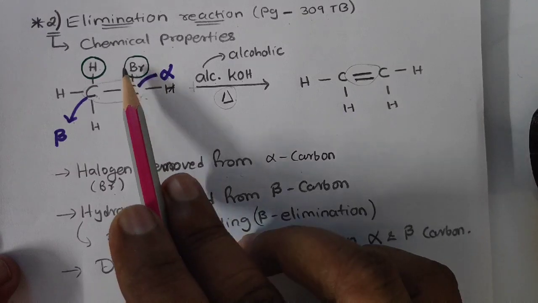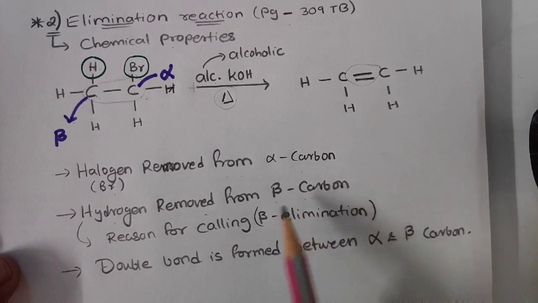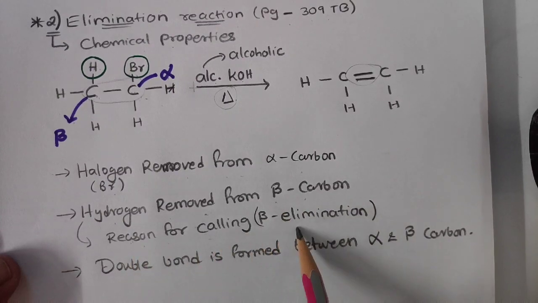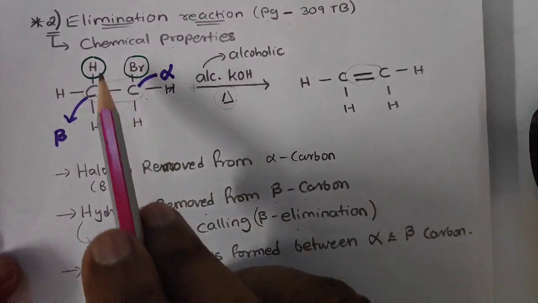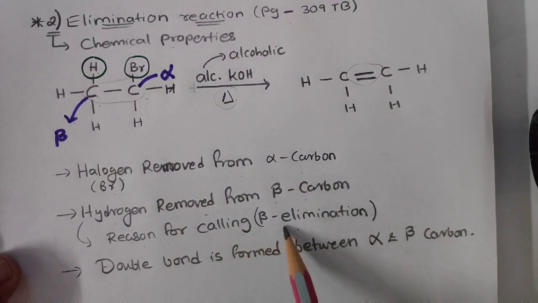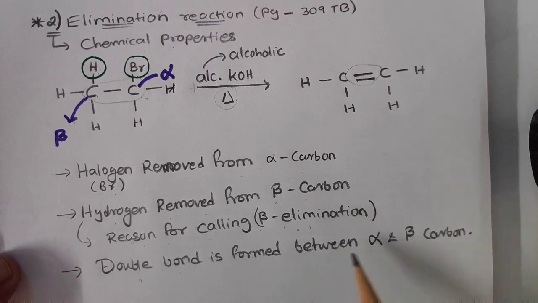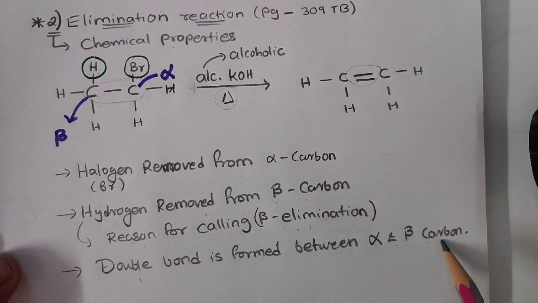You can see here, this one is removed, and hydrogen is removed from the beta carbon. That is the reason why we call it a beta elimination reaction. Why? Because hydrogen is removed from the beta carbon. That's why we call it beta elimination. Now what is formed between these two? The double bond is formed between the alpha and beta carbon.